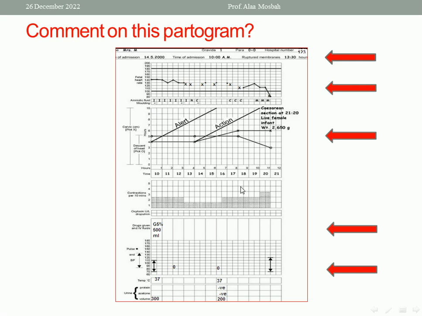Let us go to the next, which is the progress of labor: cervical dilatation, descent of the head, and uterine contraction. We use the letter X for cervical dilatation, as you see here. Follow me, please. This is the cervical dilatation moving like that, the curve, crossing the alert and the action line.